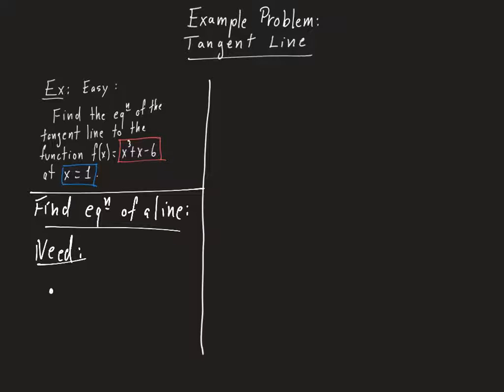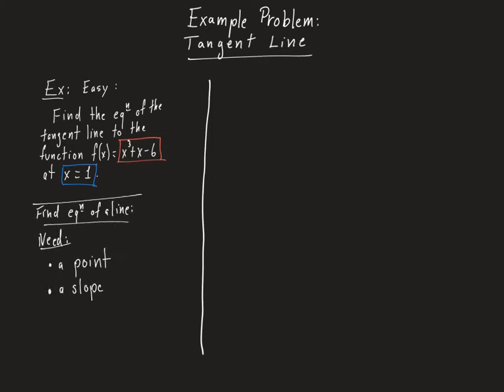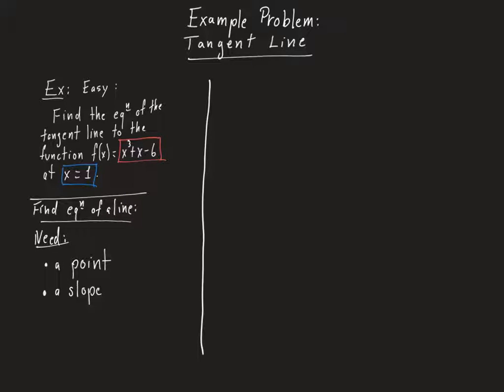There are two things that you need. You need a point that the line goes through, and you need a slope. And it turns out that both of these things can be obtained in a pretty straightforward fashion. So first off, this point here: how do we get the point? Turns out to get the point, you do not need calculus at all.